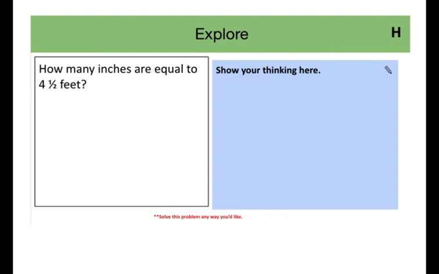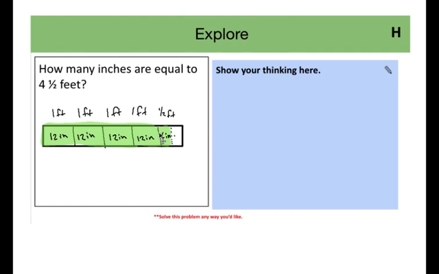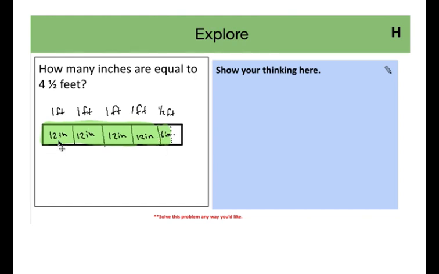All right, again, I went ahead and I drew a little bar model first. More like a tape diagram, but here I have 1 foot, 2 feet, 3 feet, 4 feet, and then half another foot. And I put in there the corresponding number of inches. So I know that 1 foot is 12 inches. So I put 12 inches, 12 inches, 12 inches, 12 inches.